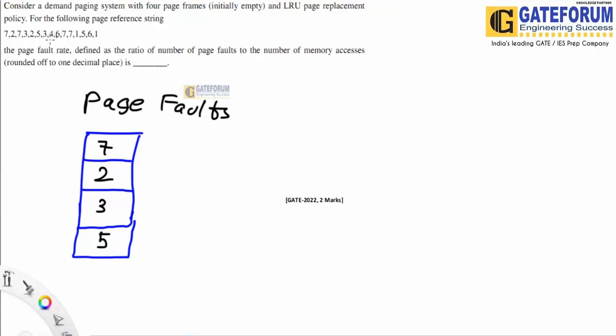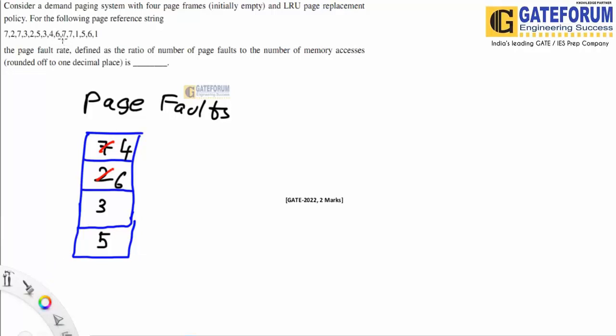Then 4. Now if we look at 4, we look backwards: 2, 5, 3. These are all included as of now. So we remove basically 7 and we add 4. Okay, simple. Now if you look at 6, we have 5, 3, 4, and we have 6. So basically 2 was the least recently used. So we remove 2 and we add 6 here.